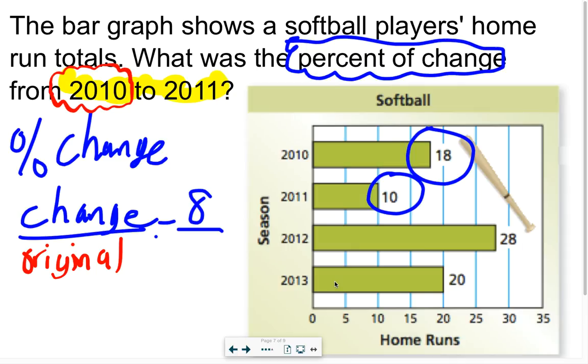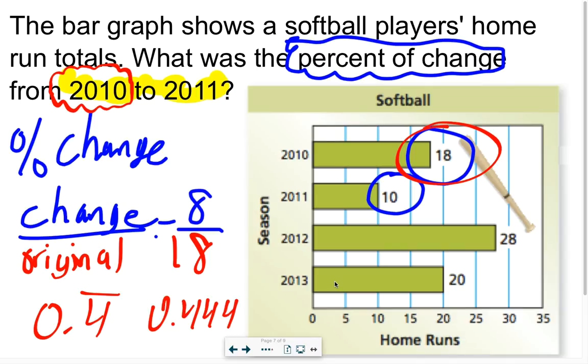They don't say the word original. What comes first? Well, in this case, between 2010 and 2011, the first one, the original year, would be 2010. So 18 goes on the bottom. Be very careful. You take 8 divided by 18. If you use a different number, you're going to get a different answer. You have to use the actual original number. Oh, my goodness. Look at that. 0.4 repeating, which technically is not very helpful. So I'm going to rewrite that as 0.44444. If you get a long decimal, write down 5 decimal places. Change it to a percent.